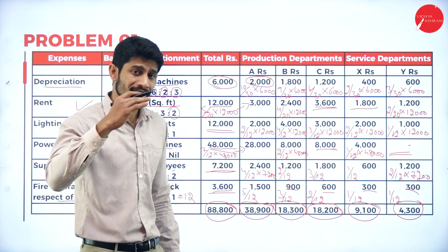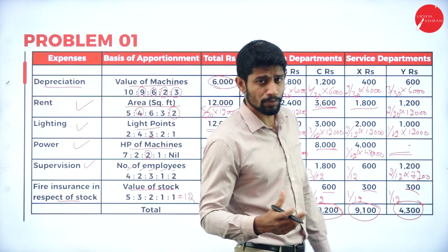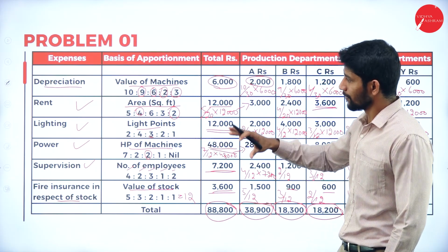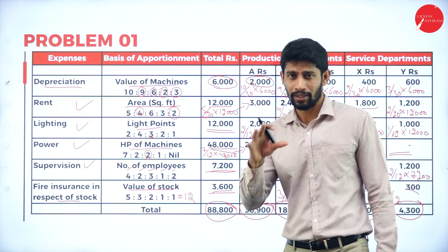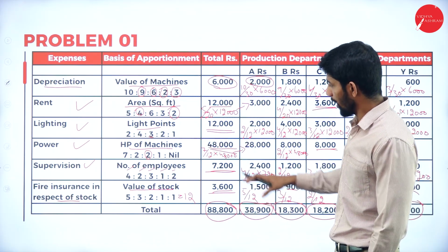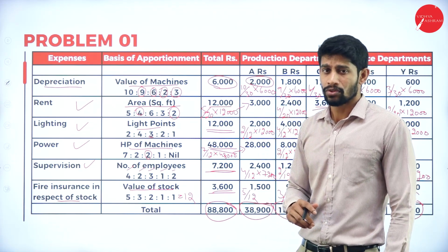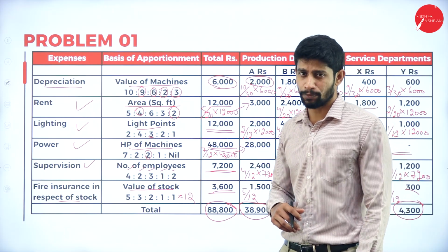So this is how you are supposed to distribute the different expenses or expenditures based upon the allocation format or the system. And for this you are going to get 15 marks in your main exam. So now let us move on to the next problem.